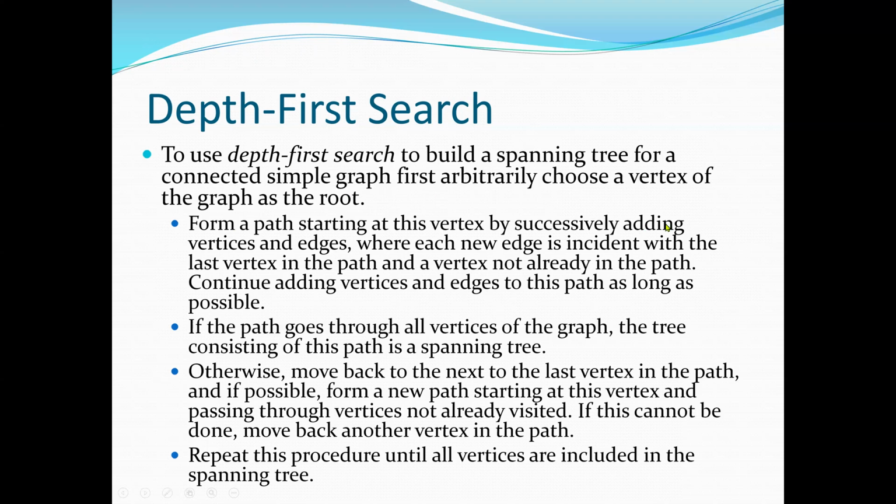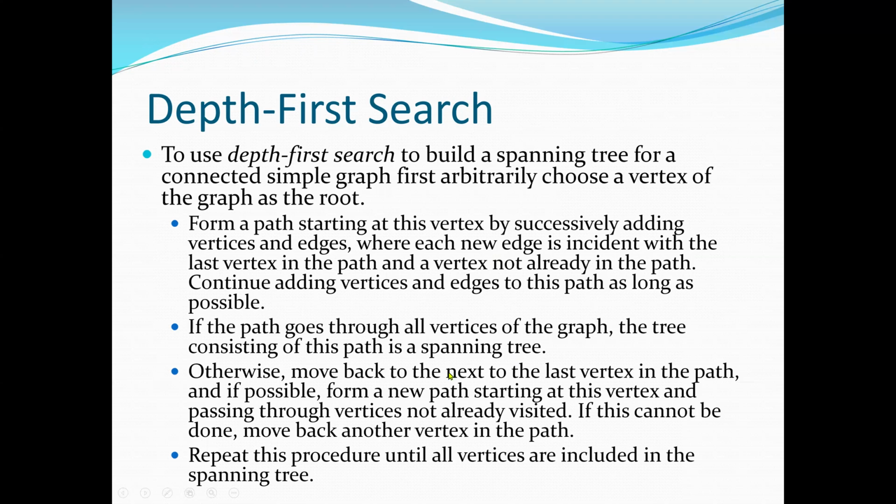To use depth first search to build a spanning tree for a connected simple graph, first we arbitrarily choose a vertex of the graph as the root. After we get our root, we form a path starting at this root vertex by successively adding vertices and edges, where each new edge is incident with the last vertex in the path and a vertex not already in the path. We continue adding vertices and edges to this path as long as possible.